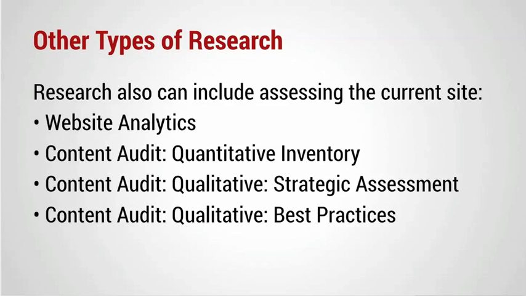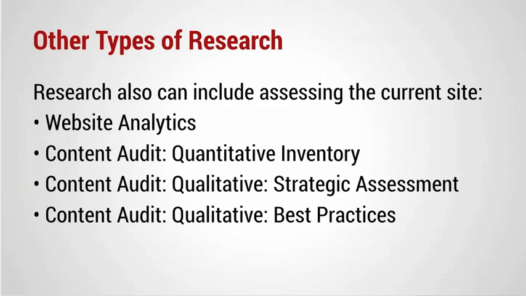Research into your buyers is a great way to start in the user-centered design process, but with content strategy, you also can do research into the current site. So if your client currently has a site, you want to assess that. And you can do that in 4 different ways: through website analytics, through a content audit that focuses on a quantitative inventory, through a content audit that uses a strategic assessment, and through a content audit that uses best practices.